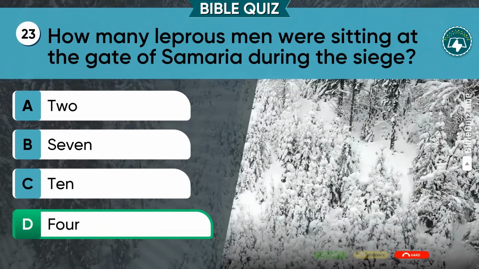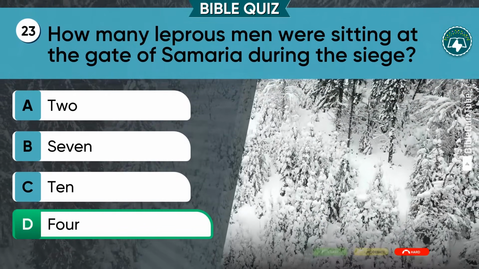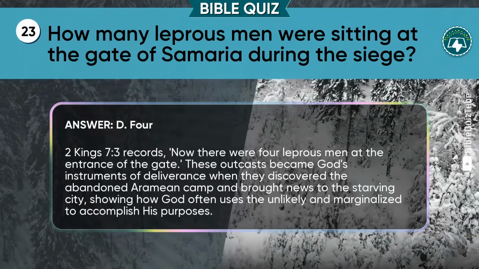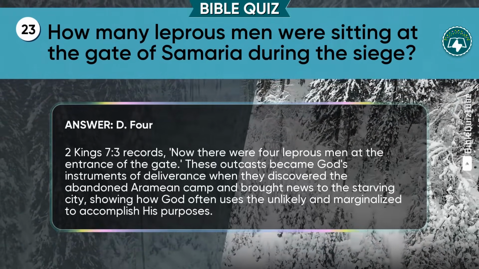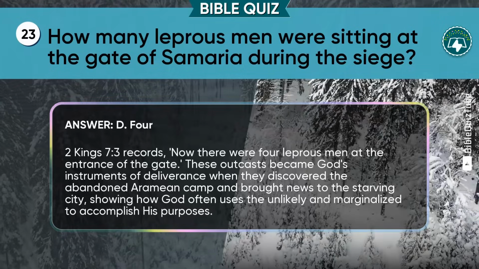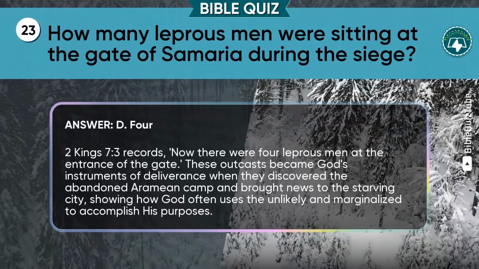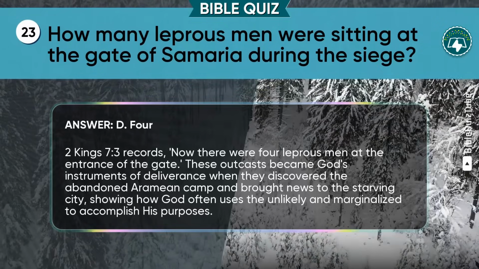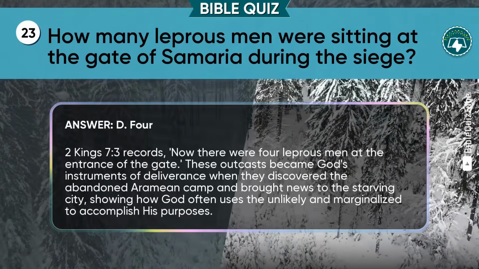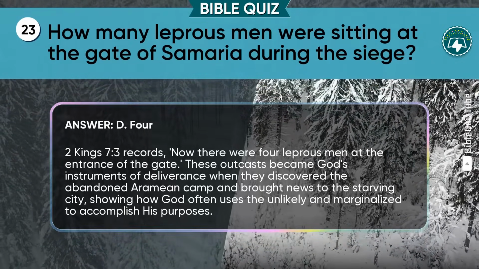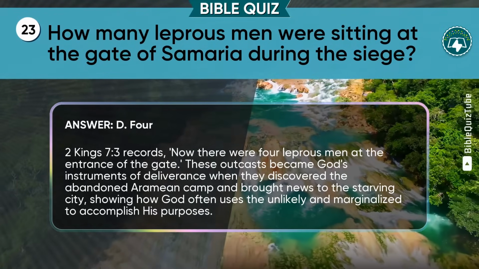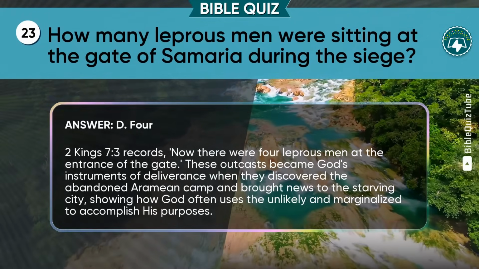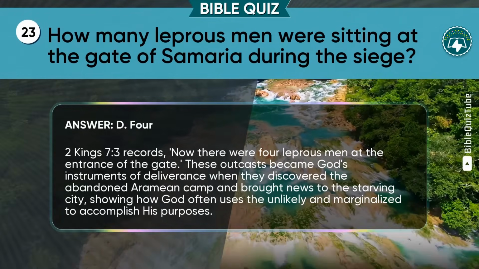Excellent. The answer is D. 4. The explanation. 2 Kings chapter 7 verse 3 records, "Now there were 4 leprous men at the entrance of the gate." These outcasts became God's instruments of deliverance when they discovered the abandoned Aramean camp and brought news to the starving city, showing how God often uses the unlikely and marginalized to accomplish His purposes.